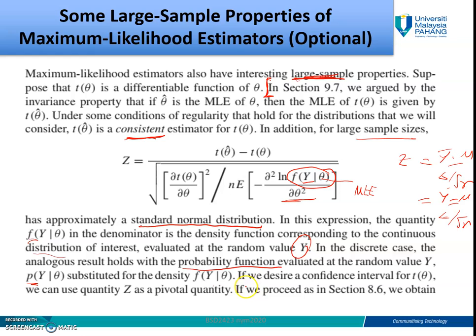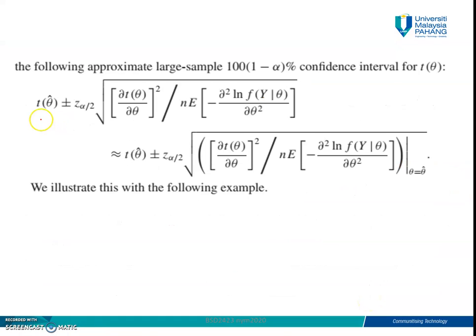So if we desire a confidence interval for this theta, we can use this Z to get the formula. You can see that one in section 8.6. So basically we have this one: theta hat plus minus this one. I will show the example. This is just an application example.